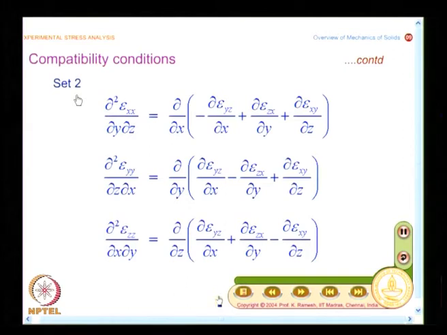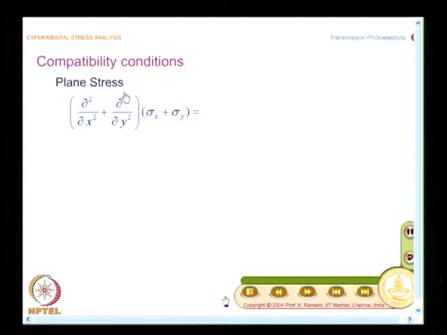And suppose I write this expression in terms of the stress components, how do the equations look like? And we will look at plane stress condition and plane strain condition separately.